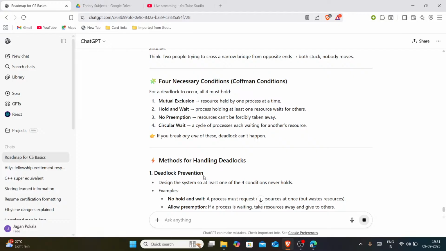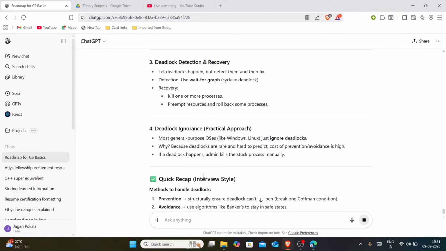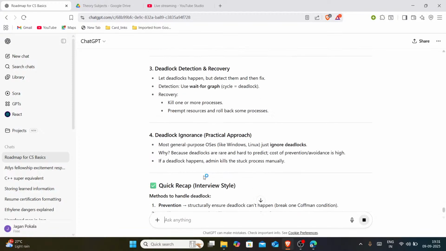If you break any one of them, deadlock can't happen. Deadlock prevention, deadlock avoidance, deadlock detection and recovery, deadlock ignorance. Practical approach: deadlocks are rare and hard to predict, and prevention has a cost. You say if a deadlock happens, engage the process manually.